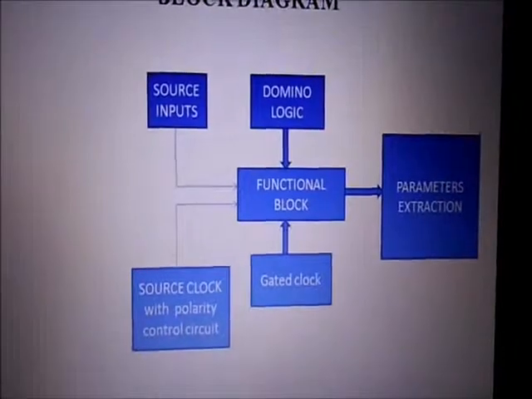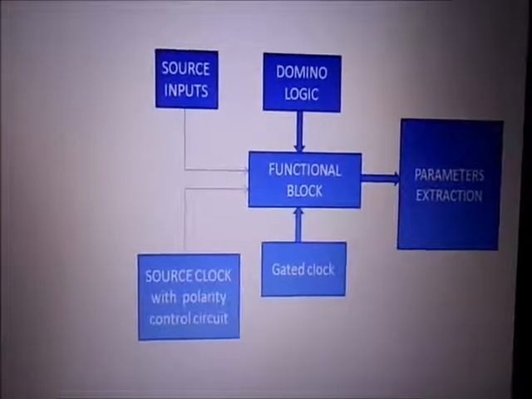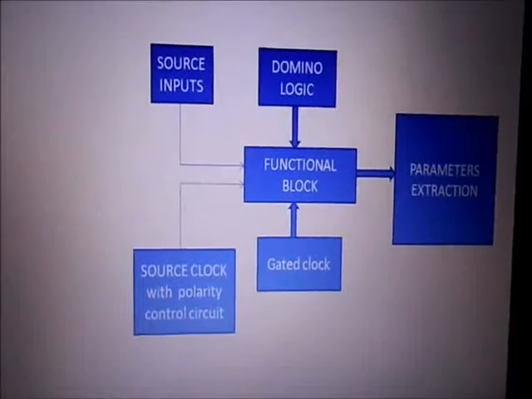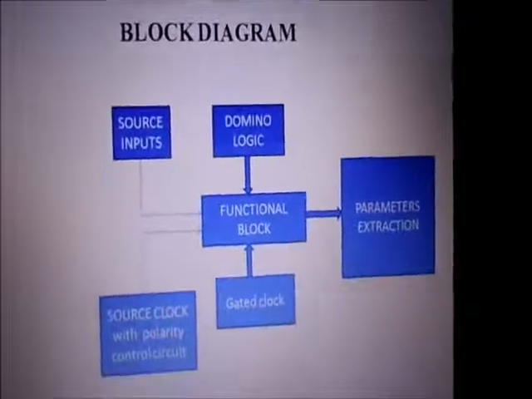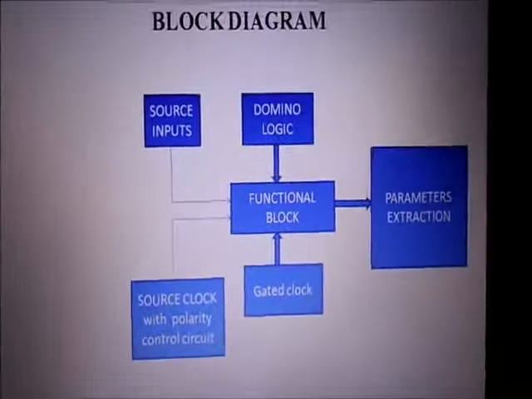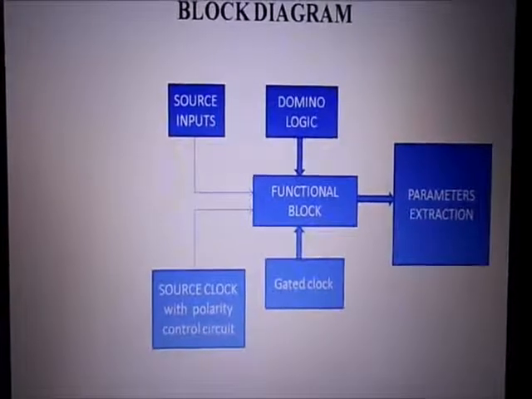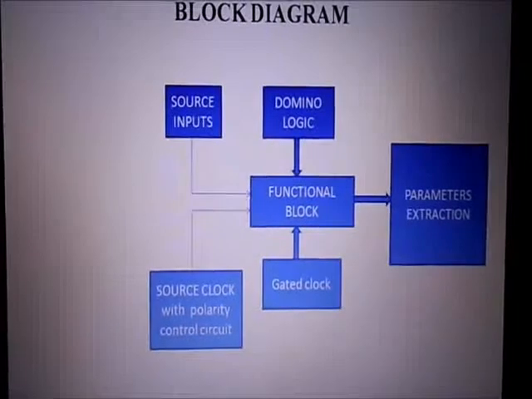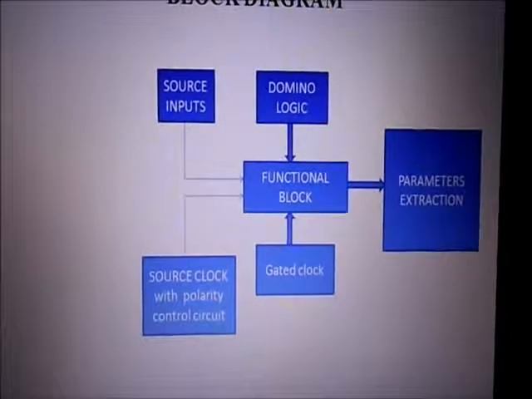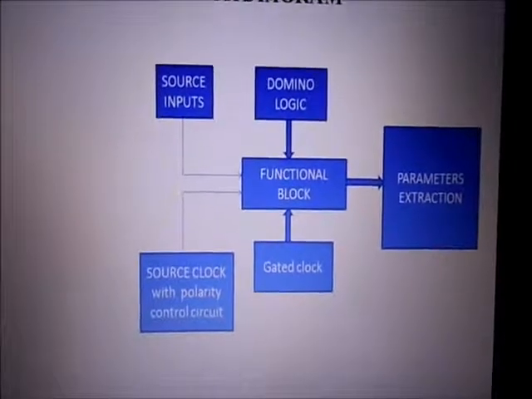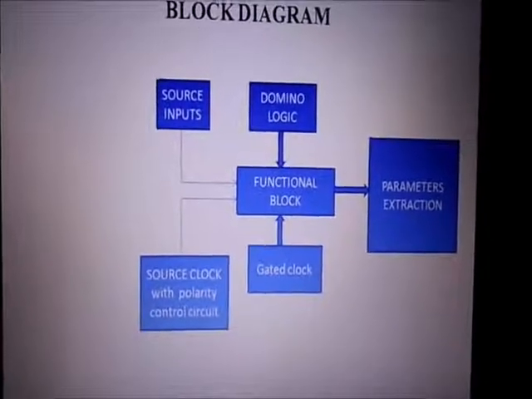The functional block here, for the software part, is a flip-flop, and for the hardware part we have taken the radix Booth multiplier. Two inputs are given to the functional block, the source input and the source clock with polarity control circuit, and the concept of domino logic and gated clock is applied mainly to increase the speed and to reduce power. Finally, the parameters are extracted.